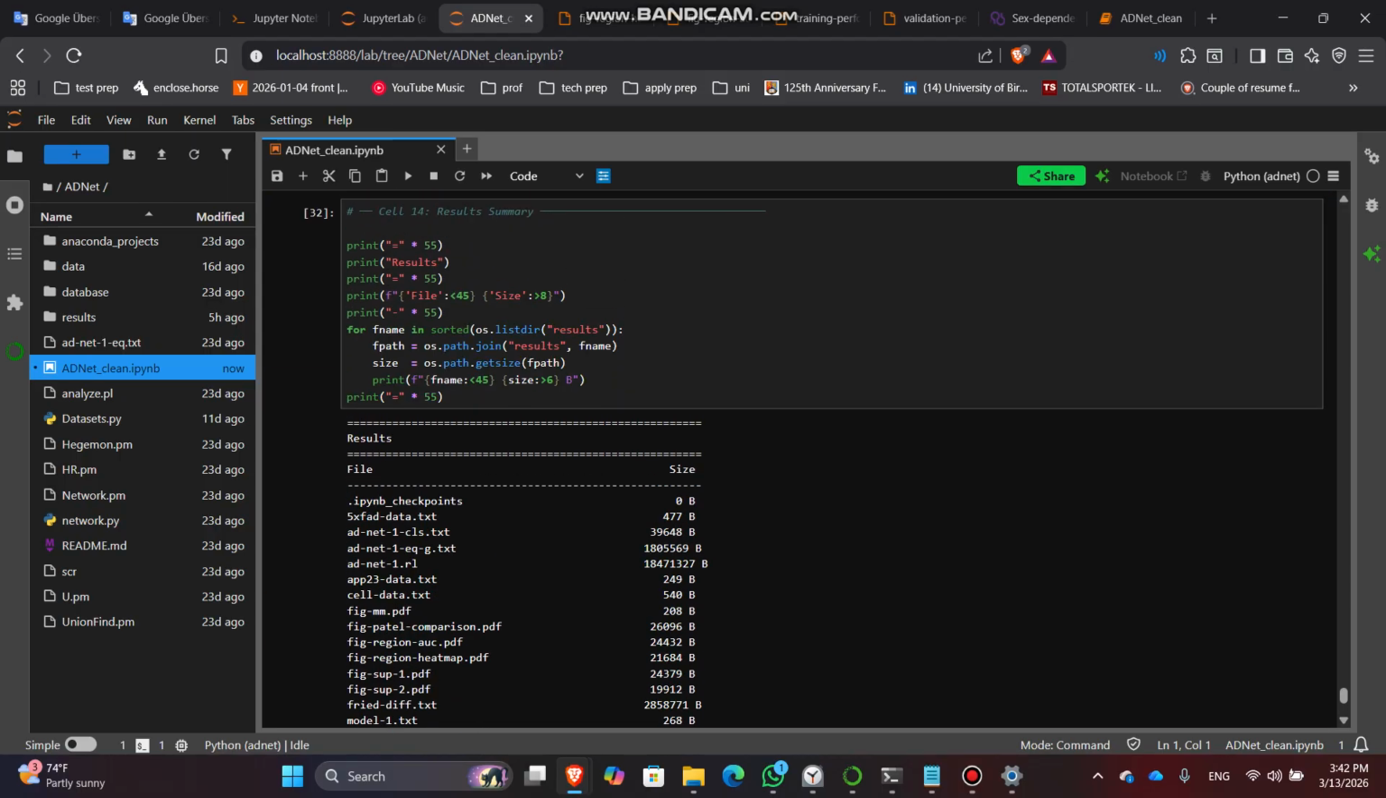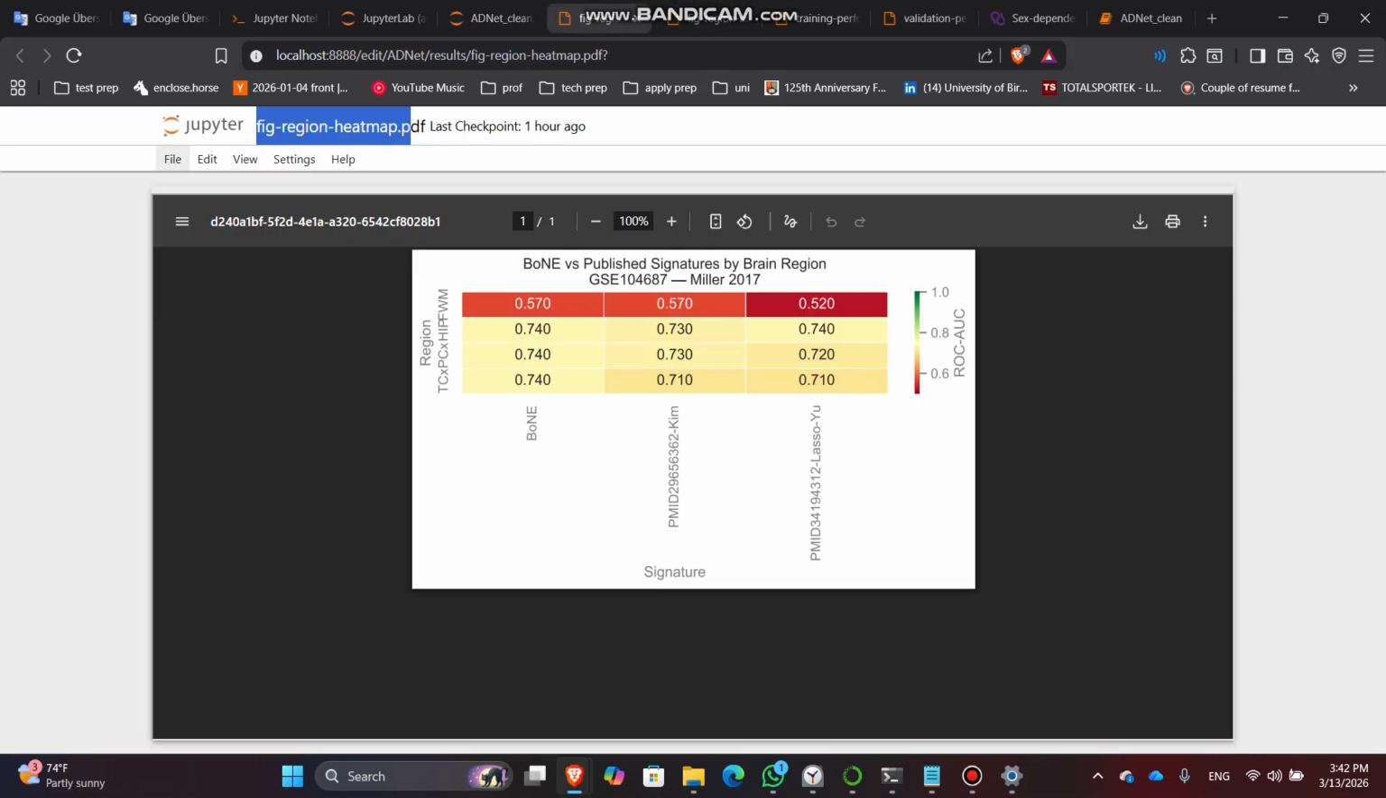And cell number 14 prints all the generated files, training, and validation results.